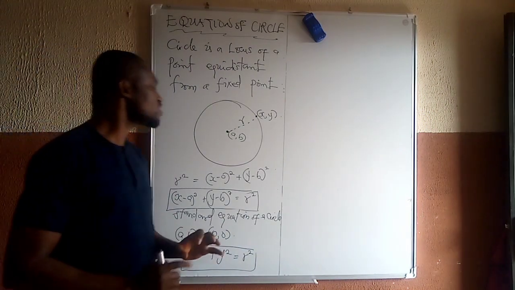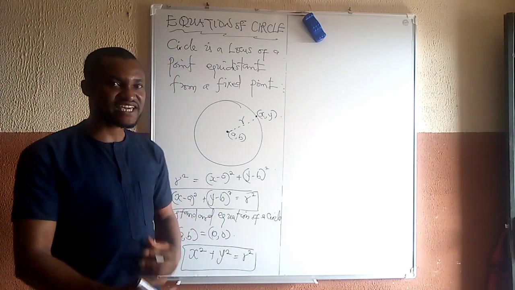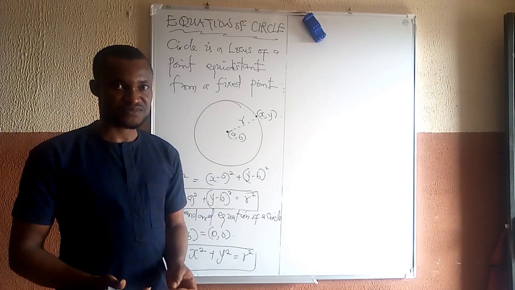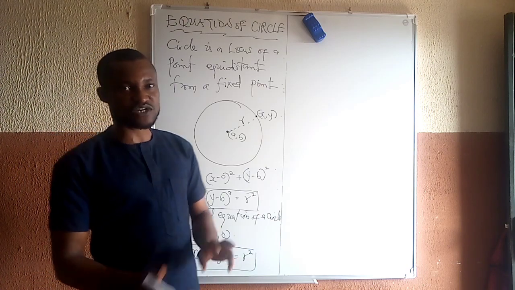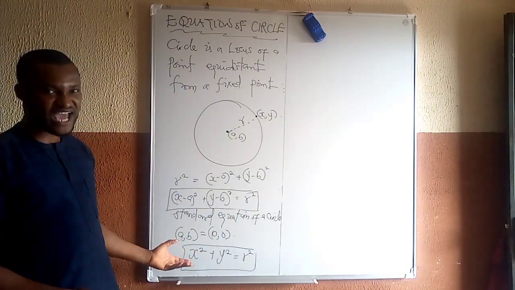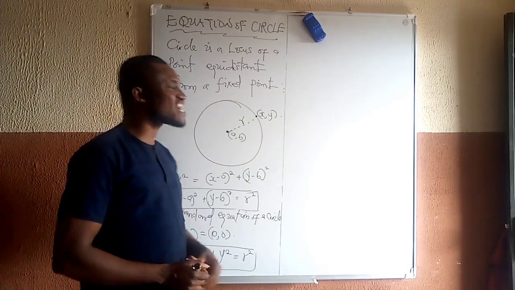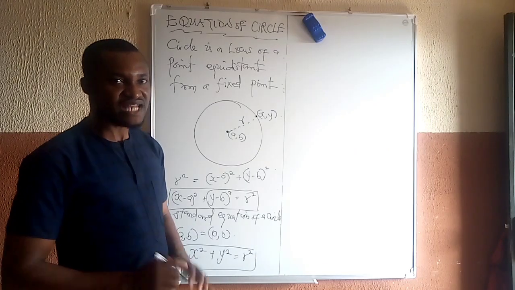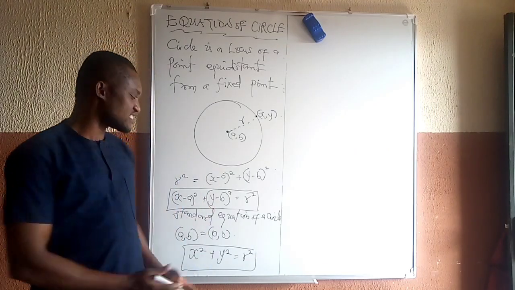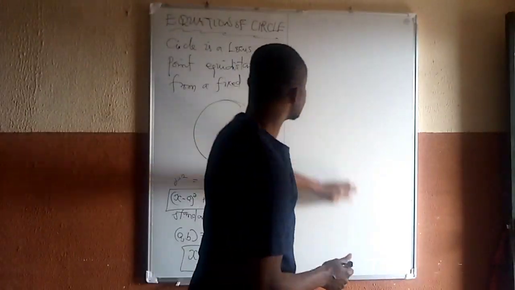Okay, so once you have this standard equation of a circle, you can still convert it to the general form. Hence, we say that the equation of a circle can be in 2 forms. We have the standard form, which is the one I have written. Then we have another one known as the general equation of a circle. Now let us see how we can convert the standard equation of a circle to the general equation of a circle.